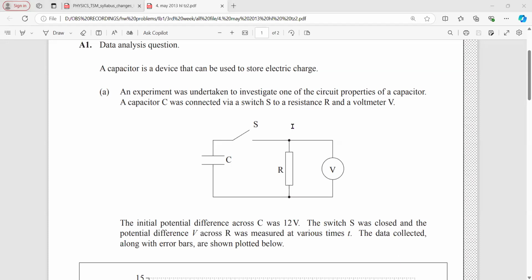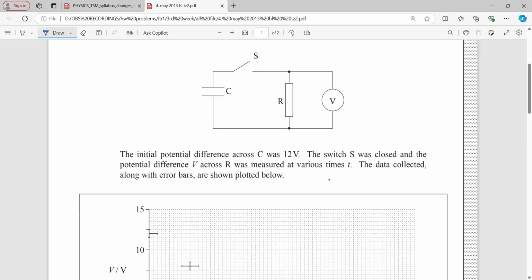A capacitor is a device that can be used to store electric charges, right? An experiment was undertaken to investigate one of the circuit's properties of a capacitor. Capacitor C was connected via switch S. This is your capacitor, switch S, to a resistance R and a voltmeter V. The initial potential difference across C was 12 volt. Initial potential difference was 12 volt. Oh, there's no battery connected. Okay, fine. The switch S was closed and the potential difference V across R was measured at various times.